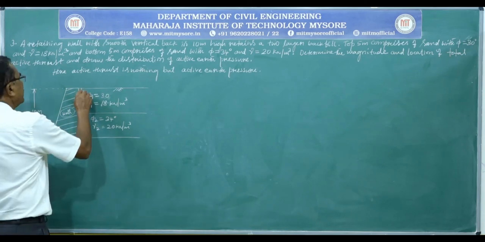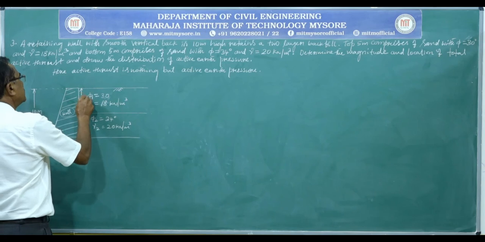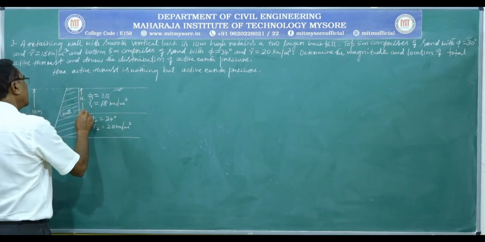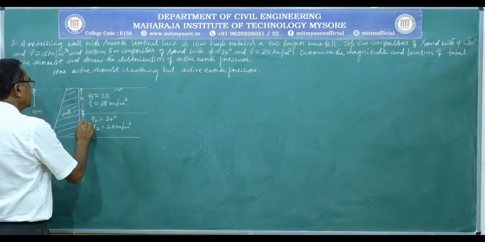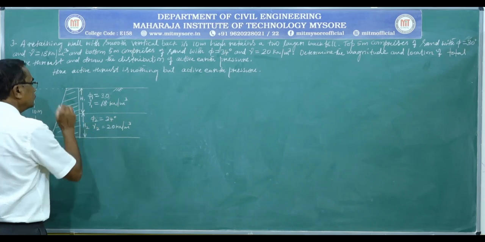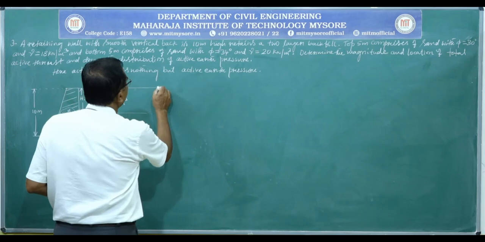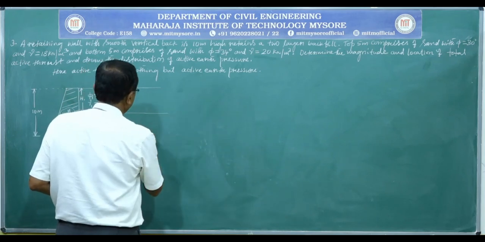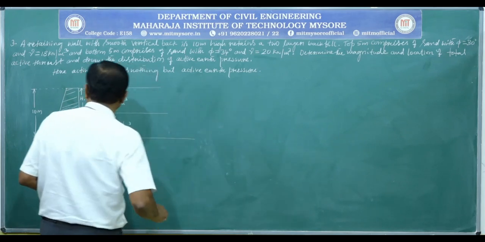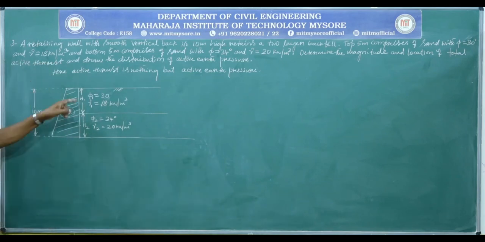So, mark this top height as H1 for our better understanding, bottom as H2. So, leave space to the right side to draw the distribution diagram. First, calculate the active earth pressures for top and bottom layers.